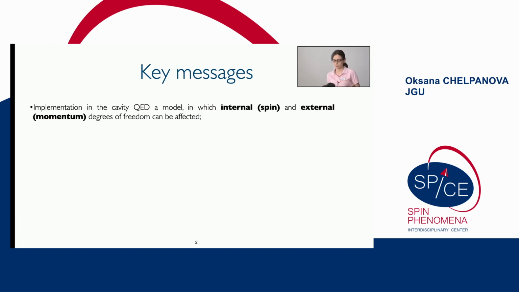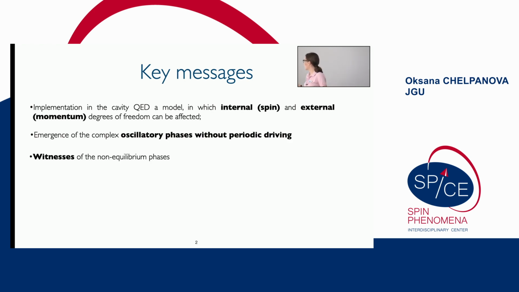And we show you how, in this kind of model, we can realize an interplay of the internal, meaning spin states of the atoms, and external degrees of freedom of atoms, meaning the momentum of these atoms. And we show how in this model, very nice non-equilibrium oscillatory phases can exist for a very long time, even though we don't have any kind of periodic driving in the system. We also discuss weaknesses of these non-equilibrium phases, and how they can be observed in quite an easy way.